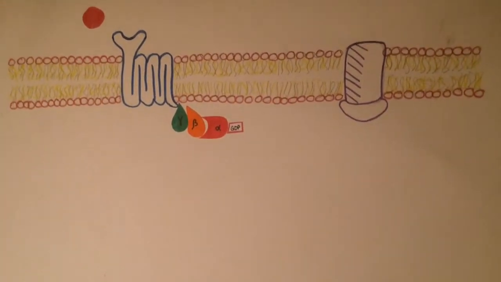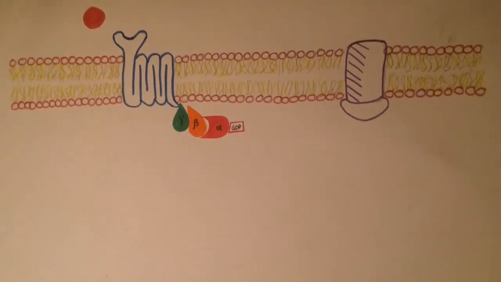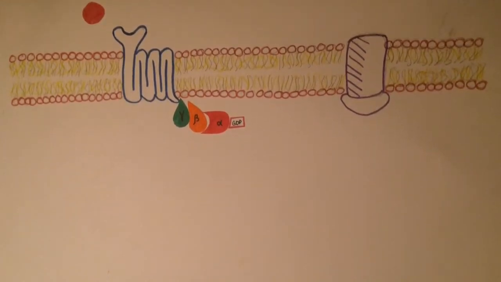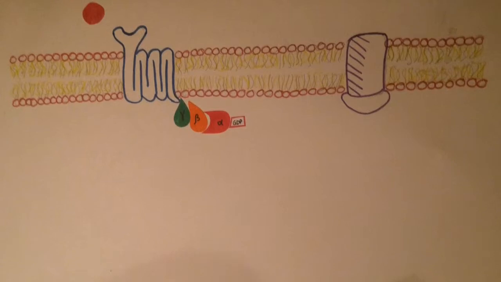This is why only select things enter the cell. Signal transduction is where a ligand binds to a membrane receptor and causes an intracellular response. There are hundreds of different membrane receptors and ligands.